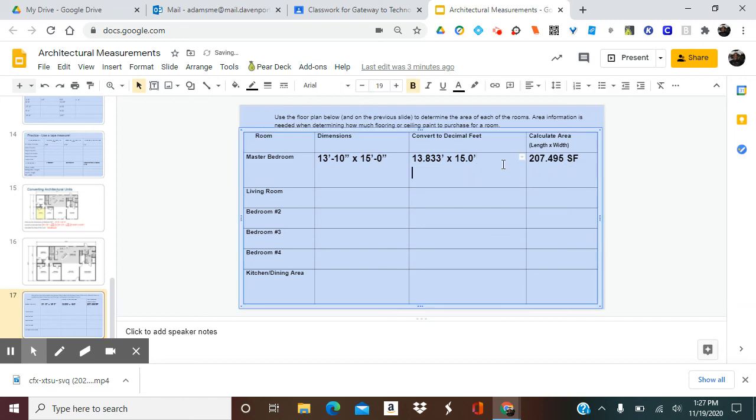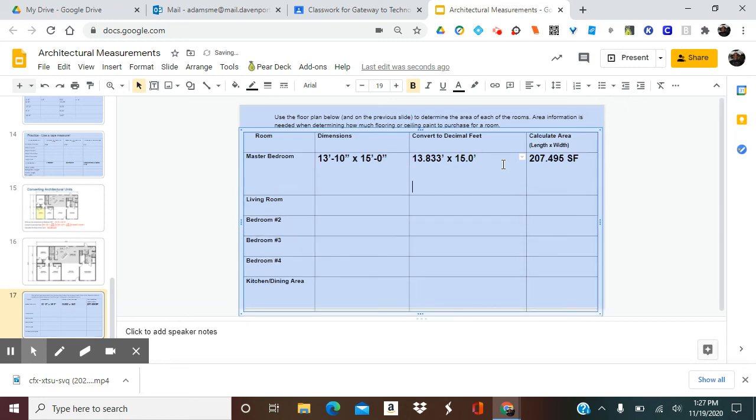Now, let me show you something real quick. If you do it incorrectly, say for example, I have 13 feet 10 inches and I just put 13.1 times 15.0. What do you think that's going to do to the number? You think that's going to be accurate at all? So that's 196.5 square feet.